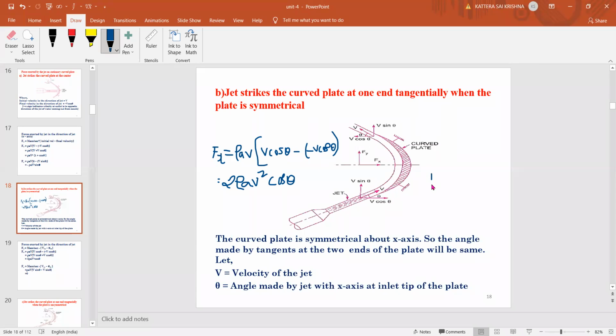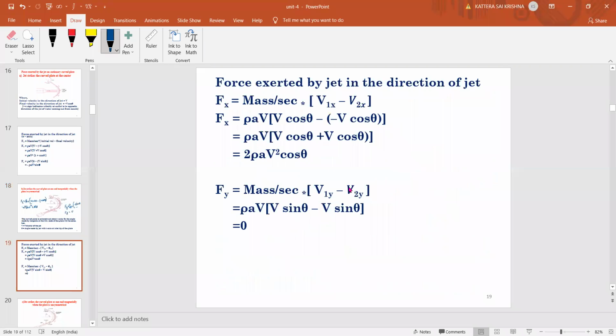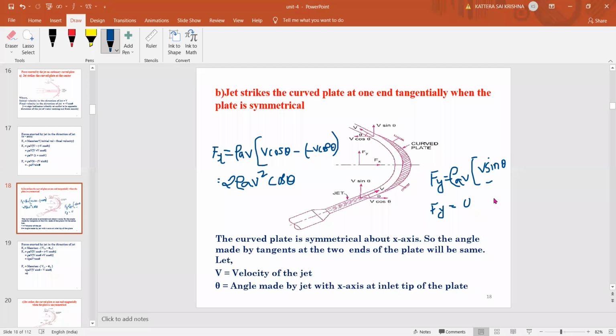So similarly, we can write Fy. So Fy is again the same. We have rho a v first, rho into area into velocity, into initial velocity in y direction minus final velocity. The initial velocity in y direction is v sin theta, minus, again the same thing, the final velocity. So Fy is equal to, what you'll get? v sin theta minus v sin theta, 0. Okay, so that is the thing.